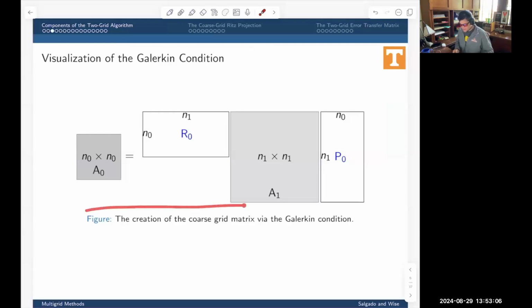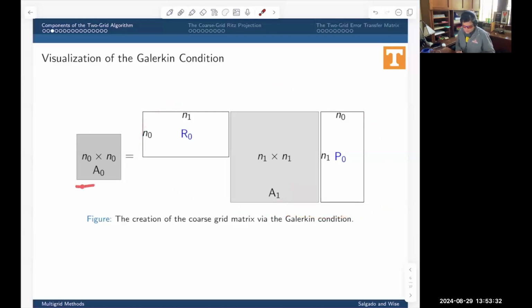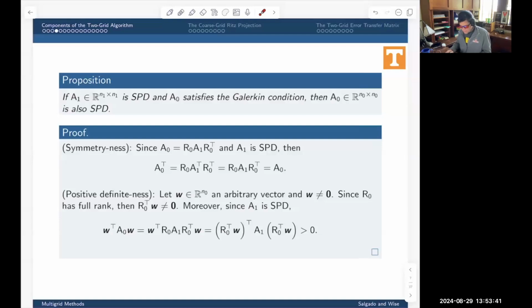So here's exactly the picture I drew before. Everything is compatible for multiplication, R naught times A1 times P naught. And I get an N0 by N0 matrix. And because R naught and P naught are assumed to be full rank and A1 is symmetric positive definite, this product will be positive definite. And if the Galerkin condition holds, all we're saying is that the A0 matrix is the result of this product. All right, so if A1 is SPD and A0 satisfies the Galerkin condition, then A0 is also SPD.